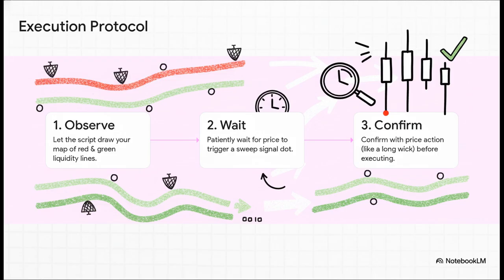You're just identifying where the traps might be. Second, and this is the hard part for a lot of us, you wait. You have to be patient and wait for price to hit one of those lines and print a signal dot. That's your trigger. And finally, step 3, confirm and execute. The signal dot is powerful, but it's even better if you see other confirmation, like a big, long rejection wick on that candle. Then you can plan your trade.